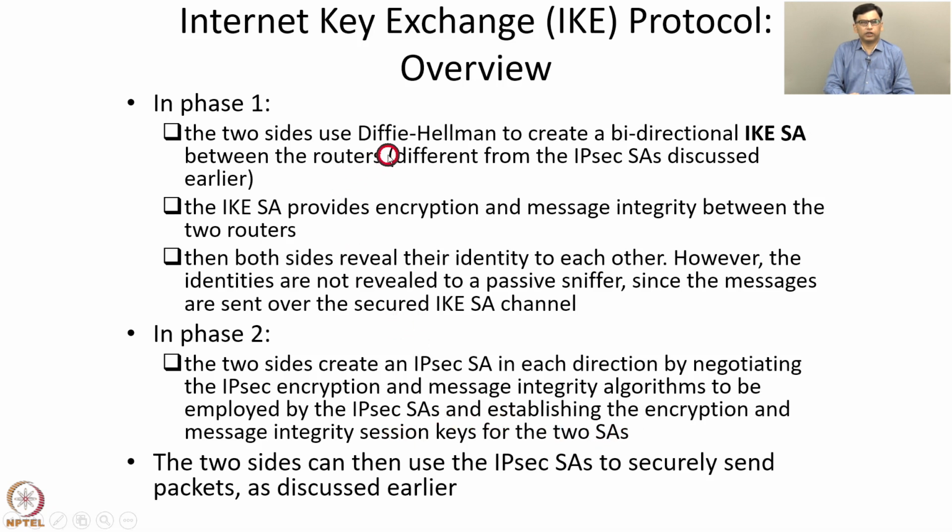So in summary, in phase 1, a secure IKE security association is created, and then the two sides reveal their identities to each other. And then from time to time, the two sides create an IPsec security association in each direction by negotiating the algorithms to be used for encryption and message integrity and the keys that will be used. This phase 2 is executed periodically. Periodically, the IPsec security associations are recreated with new keys that are used for encryption and message integrity.